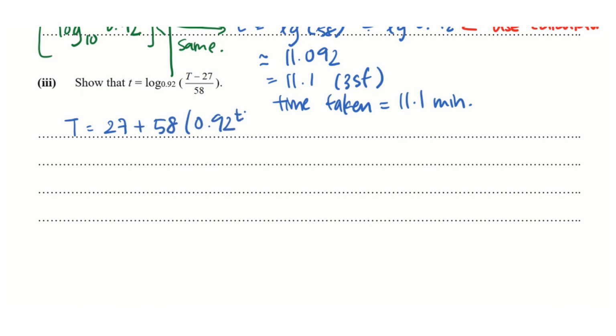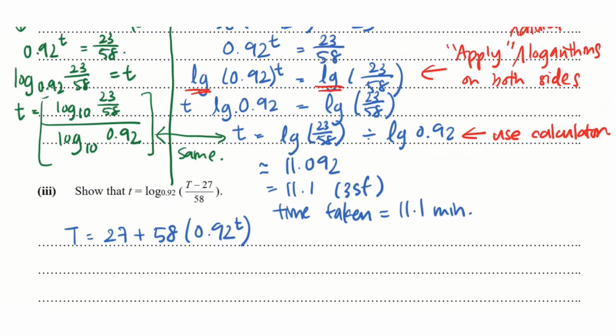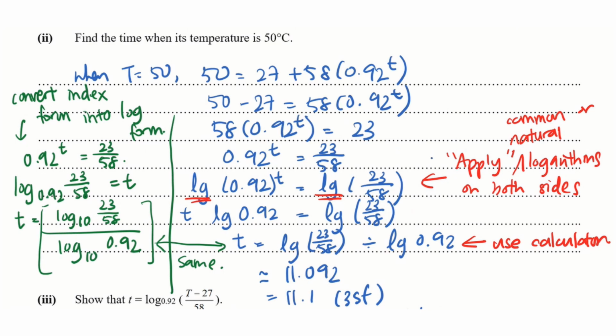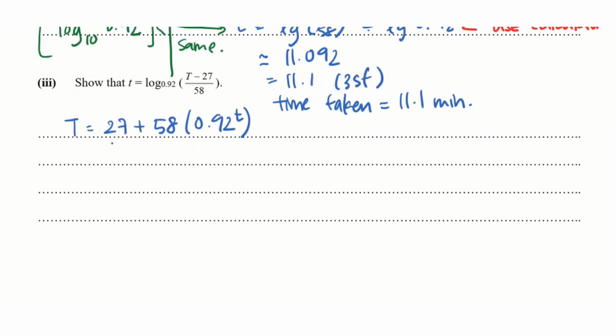Okay, essentially what you need to do is to make the small t as the subject. So we apply similar manipulation methods as per what we were doing in part 2. In part 2 we applied logarithms on both sides to do the conversion from index to log form. So now let's go about doing that.